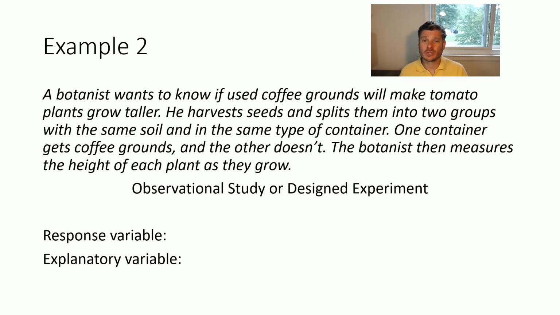All right, example 2. A botanist wants to know if used coffee grounds will make tomato plants grow taller. So he harvests seeds, he splits them into 2 groups with the same soil and in the same type of container. However, one container gets coffee grounds and then the other does not. The botanist then measures the height of each plant as they grow. All right, same thing. Pause the video, come up with your answers, and I will start going over the answers in 3, 2, 1.